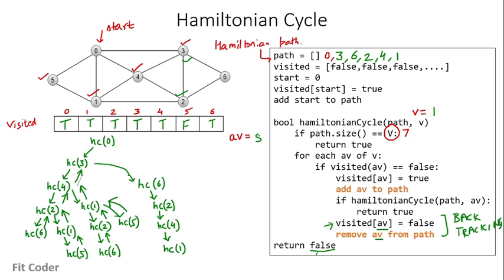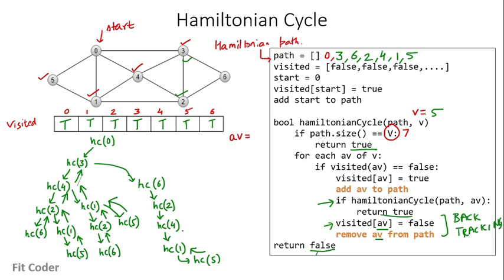So AV is equal to 5. We mark visited of 5 as true, and we add 5 to the path. And then we invoke Hamiltonian cycle for the vertex 5. And we check size of the path array. The size of the path array is 7 now, so this will return true. So HC5 returns true. So if you see here, when this function returns true, calling function will also return true.